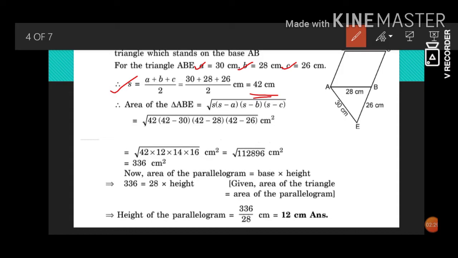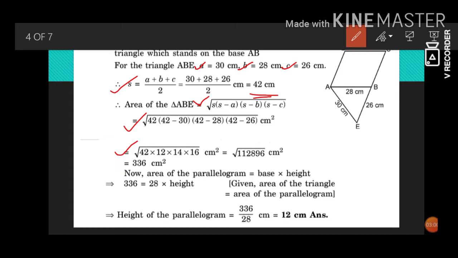Now after finding s, we will substitute the values of s, a, b and c in Heron's formula. Heron's formula is root under s into (s minus a) into (s minus b) into (s minus c). So we will write root under 42 into (42 minus 30), (42 minus 28), (42 minus 26), which will give us root under 42 into 12 into 14 into 16.